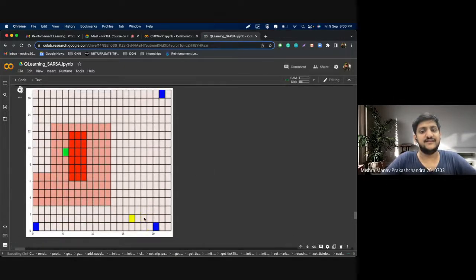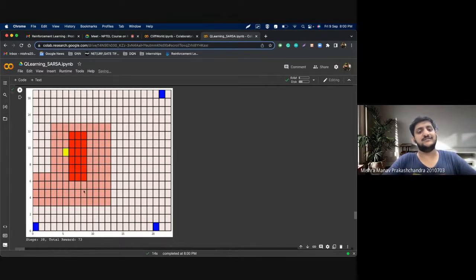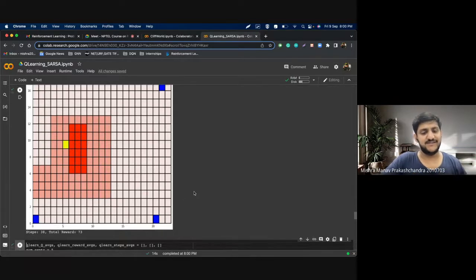Okay, so it started here, and you see it's venturing into the red region, and reaching here. The reason it took a larger number of steps is because of the stochasticity involved, right? It moves with 0.5 probability to the right at each time step because of the westerly winds. So this is the total reward in Q learning, the Q star learning.